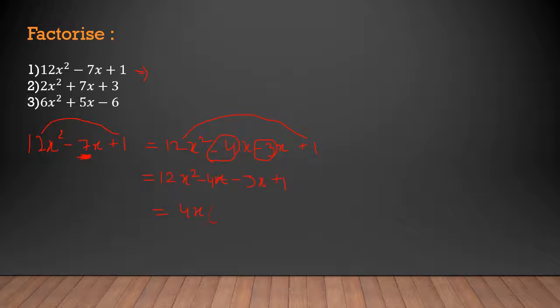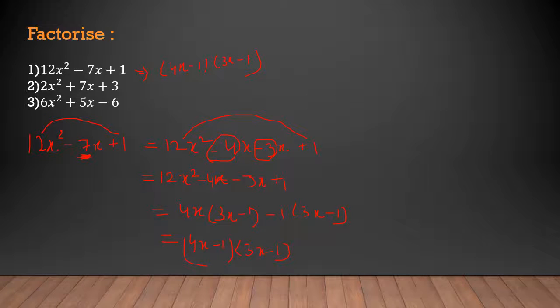Here we will get 3x minus 1. Here minus 1 is common, and we will get 3x minus 1. So here actually we take 3x minus 1 as common and 4x minus 1 will remain, so it can be written in the form of 4x minus 1 into 3x minus 1.